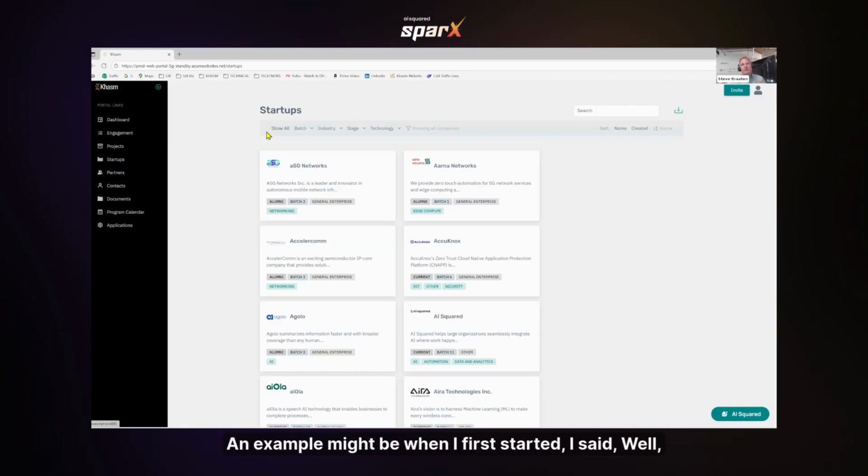An example might be when I first started. I said, well, I see that we're building a product that might leverage an SLM. Of the alumni, who works with SLMs, who supports SLMs? What is that? How do I even approach this? Even with the portal here, going through 150 might be kind of hard. So is there a better way? And the answer, of course, is yes.